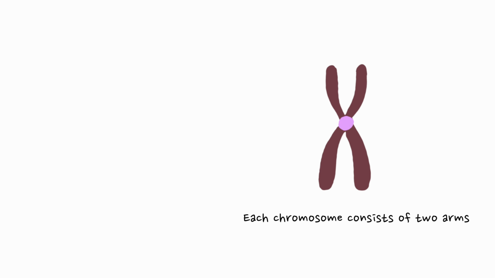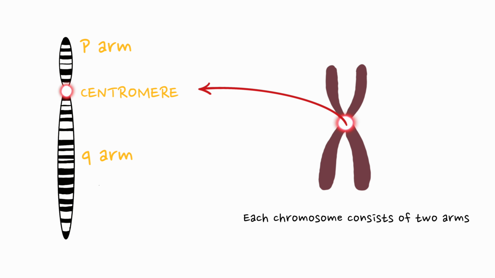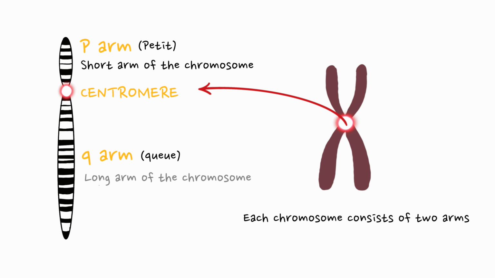Each chromosome consists of two arms, referred to as the P arm and the Q arm, which are separated by a region called the centromere. The P arm, derived from the French word petite, which means short or small, stands for the short arm of the chromosome, while the Q arm, derived from the French word queue, which means tail, stands for the longer arm of the chromosome. So, the location of specific genes and genetic information along the chromosome is often described based on their position relative to the centromere and the P and the Q arms.